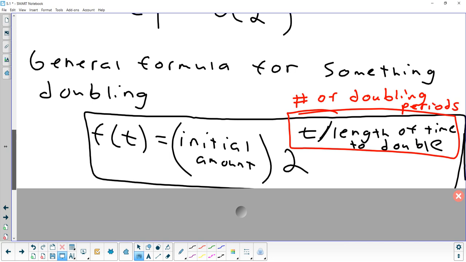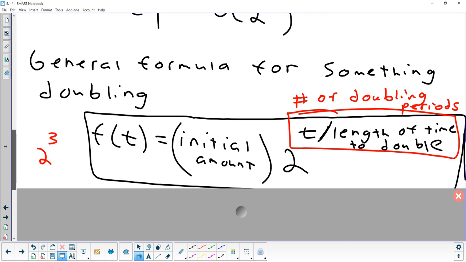Think about something, let's do something simple. Something that doubled every 10 days. At the end of 30 days, how many times has it doubled? 3 times. It's doubled 3 times. Double, double, double, right? Which means you end up with how much compared to what you started with? 8 times the amount.